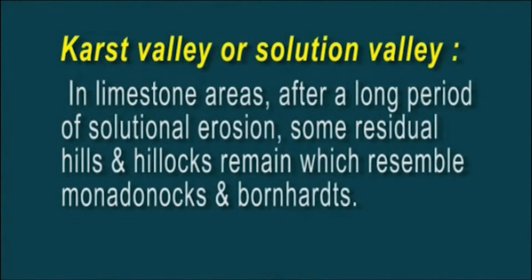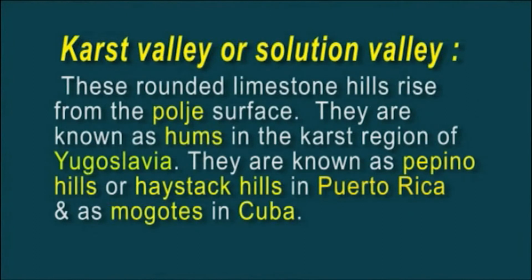In limestone areas, after a long period of solutional erosion, some residual hills and hillocks remain which resemble the monadnocks and bornhardts. These rounded limestone hills rise from the Polje surface. They are known as hums in the Karst regions of Yugoslavia. They are known as Pepino hills or haystack hills in Puerto Rico and Mogotes in Cuba.